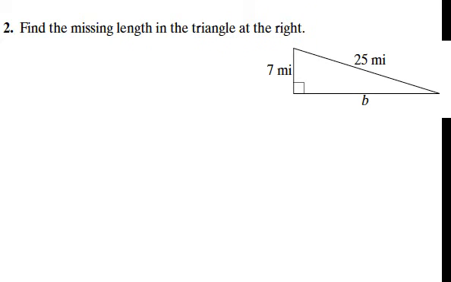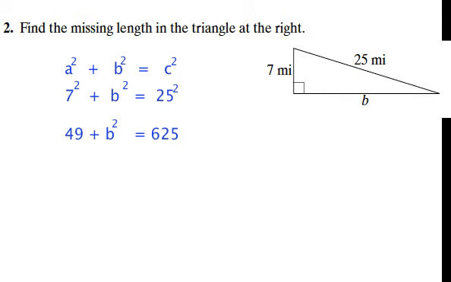Example 2. Find the missing length in the triangle at the right. When we look at this triangle, we know one leg, we have a b, and we know the hypotenuse. So we start with the formula a squared plus b squared equals c squared. A is 7 and c is 25. So we substitute both of those in. So we have 7 squared plus b squared equals 25 squared. 7 squared is 49. 25 squared is 625. So we have 49 plus b squared equals 625.